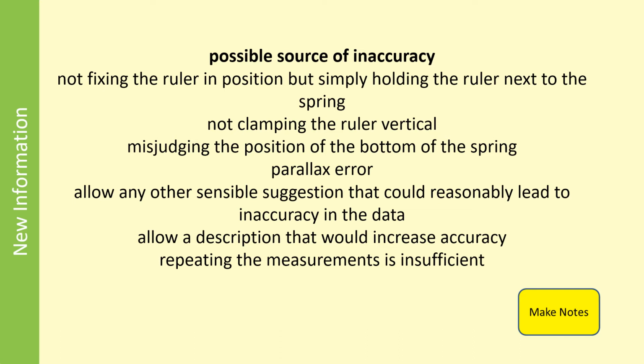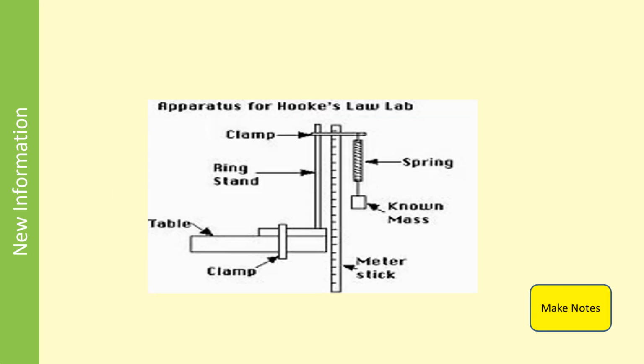What they mention here as something called parallax error is if you are not at the same level as the reading you're trying to take and are slightly above or slightly below, then your readings can be slightly inaccurate. That is called a parallax error. A diagram of the apparatus used would look something like this.